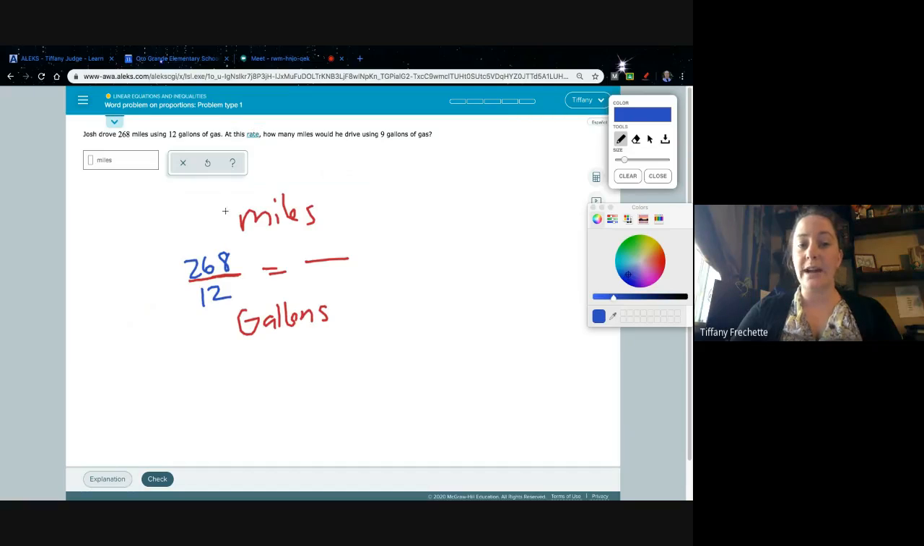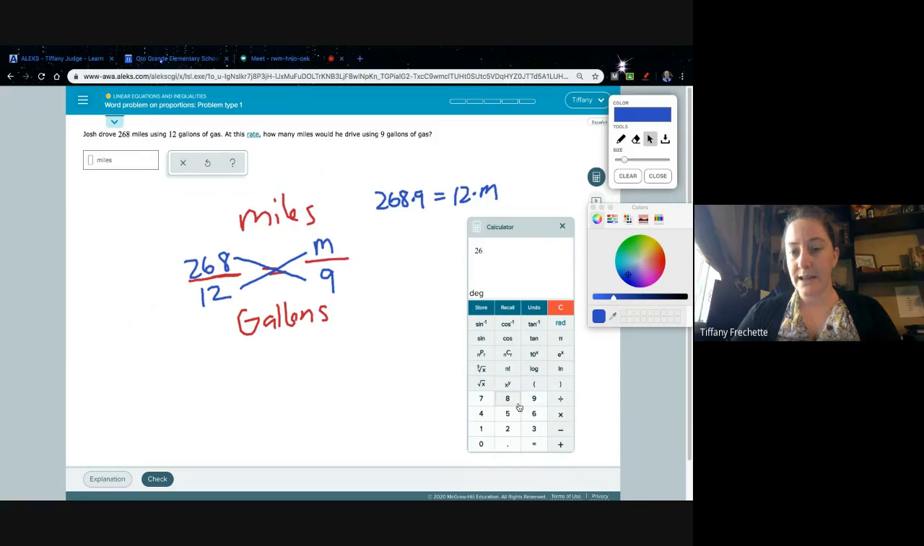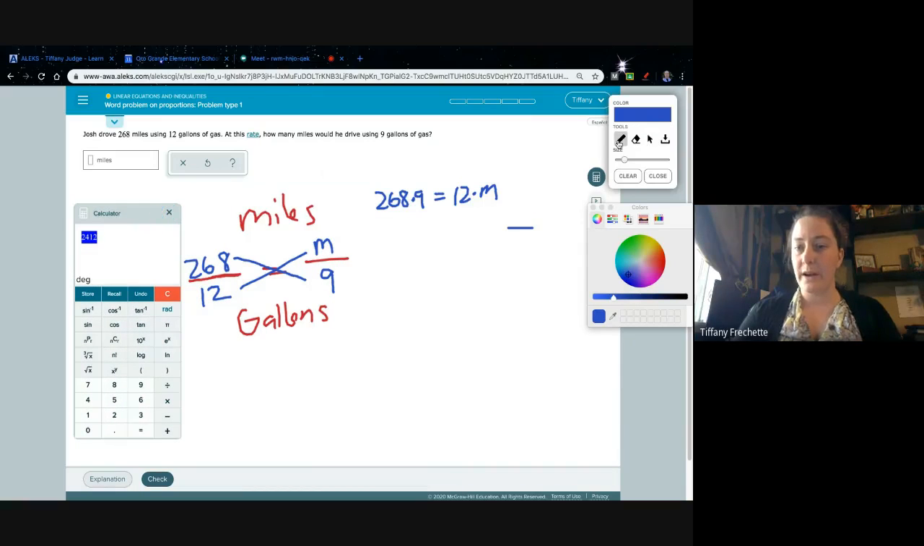The question says, at this rate, so at the same exact rate, how many miles would he drive using 9 gallons of gas? We know how many gallons, 9. But we don't know how many miles he would drive, so we'll do M for miles. And now we're going to start cross multiplying here. So we have 268 times 9 equals 12 times M. And they do allow you to use your calculator here. So you can write it out if you want. So 268 times 9 equals, so I'm going to move this over, just so it's not in the way here.